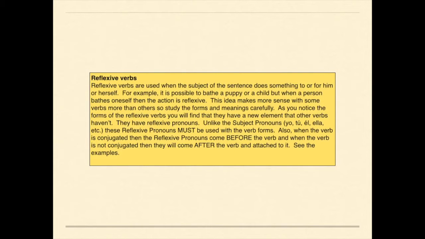As you notice the forms of the reflexive verbs, you will find that they have a new element that other verbs haven't. They have reflexive pronouns. Unlike the subject pronouns that we've seen, yo, tú, él, ella, etc., these reflexive pronouns must be used with the verb forms. Also, when the verb is conjugated, then the reflexive pronouns come before the verb, and when the verb is not conjugated, then they will come after the verb and attached to it. Let's see the examples.